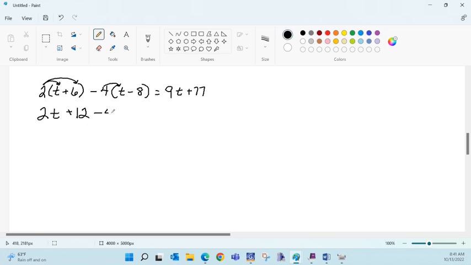Negative 14t, because he said he's doing the distributive property, and then this would be minus negative 32. So minus negative would give you positive. Good job. So you remembered that it was minus negative. That gives you positive. Okay, so what would you do next?